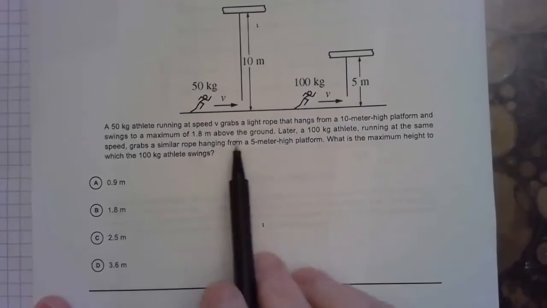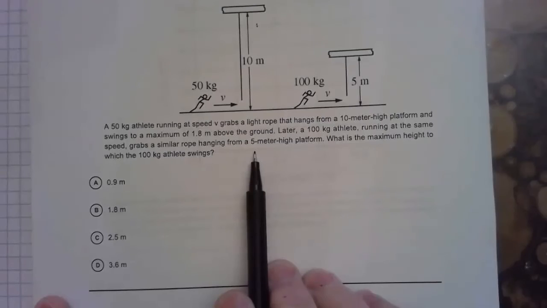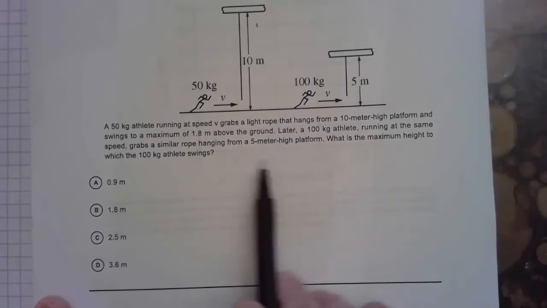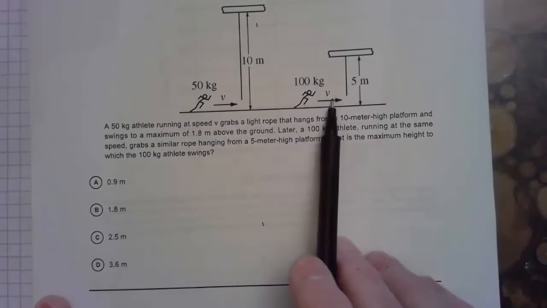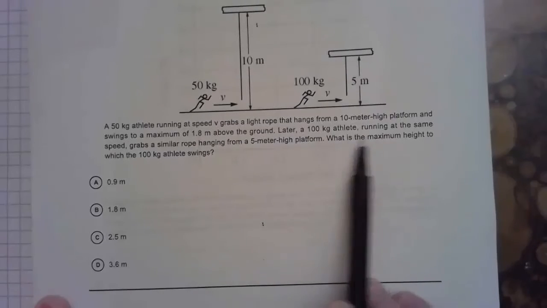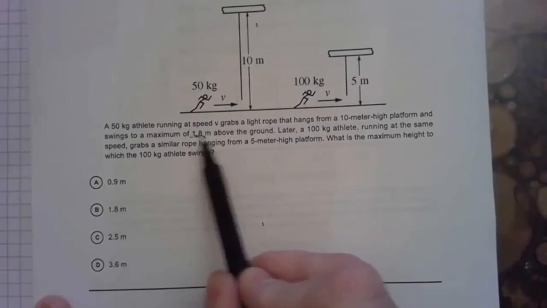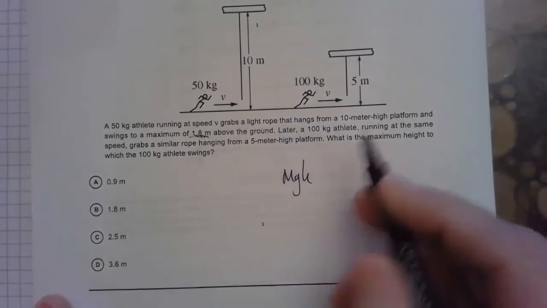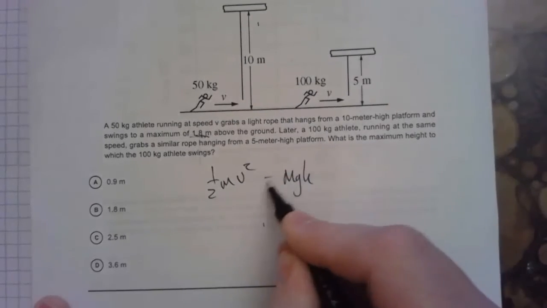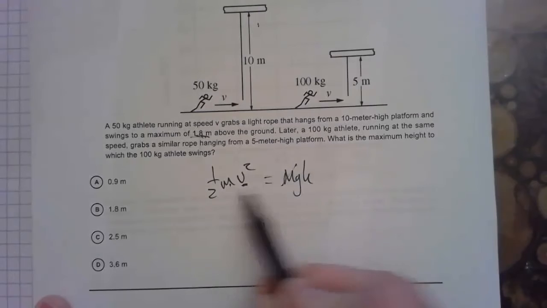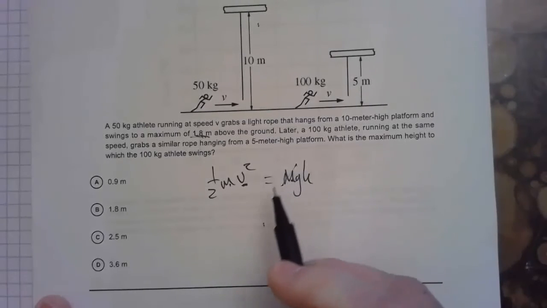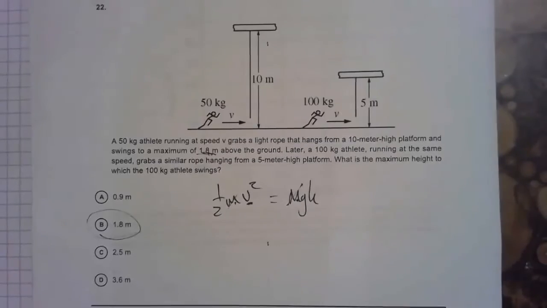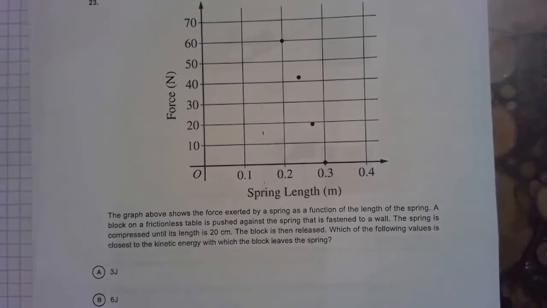Running athlete, blah, blah, blah. We saw a question like this earlier. The mass doesn't matter. It all comes down to the speed. They have the same speed. The masses are going to divide out. He's going to swing to a maximum of 1.8. The other guy's going to swing to a maximum of 1.8. Because the 1/2 mv squared at the start, the v is the same, mass is different, but it's going to divide out because it's equal to the potential energy at the end. So this is just going to be 1.8.